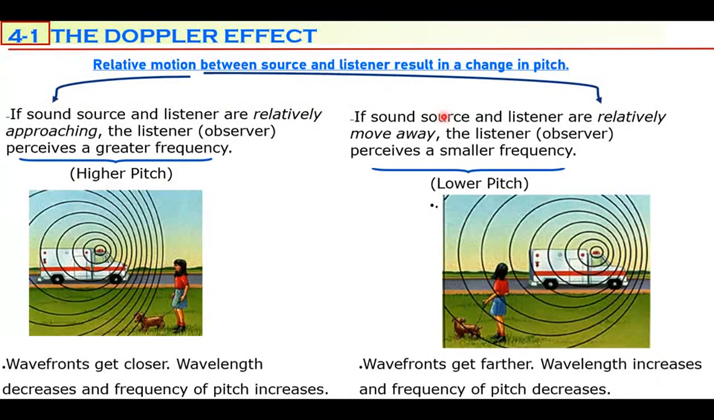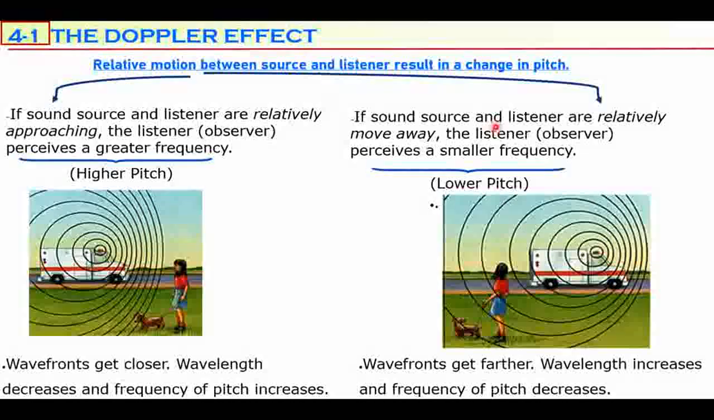And if a sound source and a listener are relatively approaching, like this one, an ambulance approaching a listener, because wavefronts are getting closer, wavelength decreases. And this listener perceives a sound with a shorter wavelength, which means higher frequency or higher pitch. So if a source is approaching you, you are going to hear a higher pitch than the original frequency. Because wavelengths get closer, wavelength decreases, but the frequency of the pitch increases.